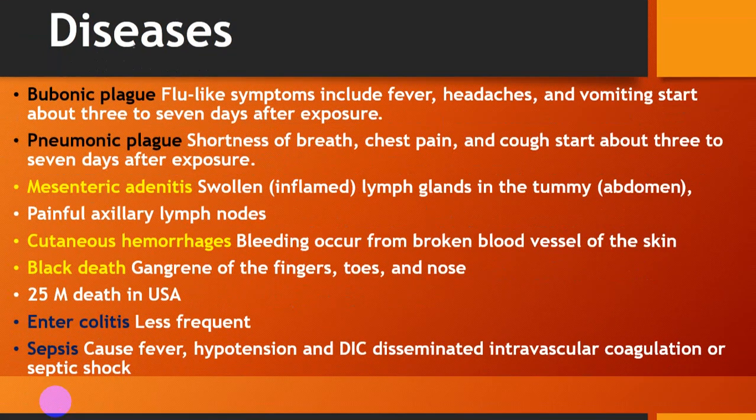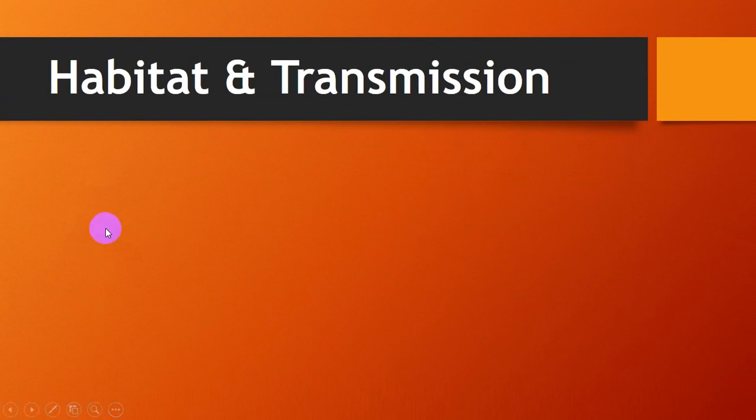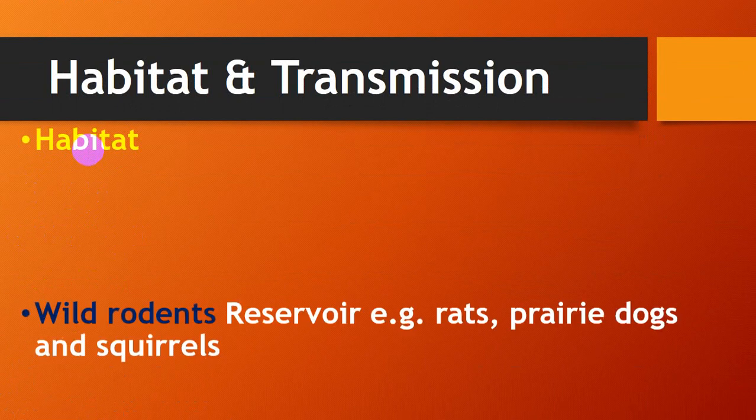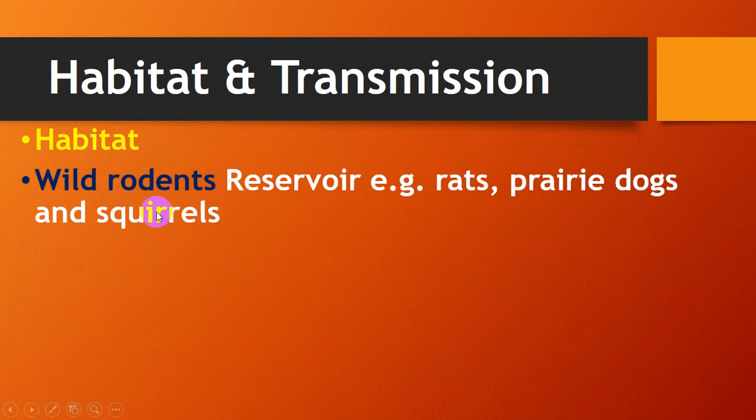So let's proceed to habitat and transmission. What are its habitat and its transmission? First of all, its habitat is animals, as we have discussed. It is zoonotic, related to animals. Wild rodents are the main reservoir of this bacteria. What is included in the wild rodents? Basically rats, prairie dogs, and squirrels. I will show you pictures of these animals in the next slides, so it will be clear. The next habitat is only these rodents or animals which I mentioned here.